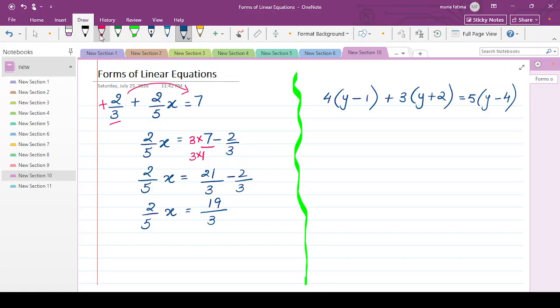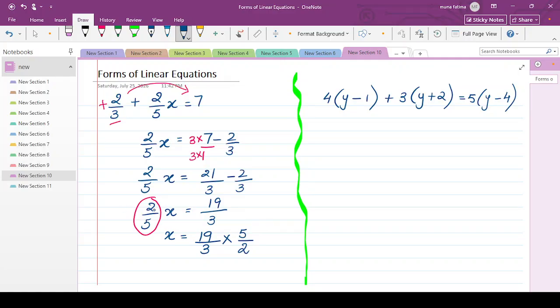Since we're supposed to find the value of x, this 2 over 5 is totally unnecessary, so we are going to take it to the other side. And how do we take it to the other side? When we take it to the other side, the fraction switches. That means over here it was being multiplied with x, and over here it's going to be divided by x. That simply means we switch the numerator and the denominator.